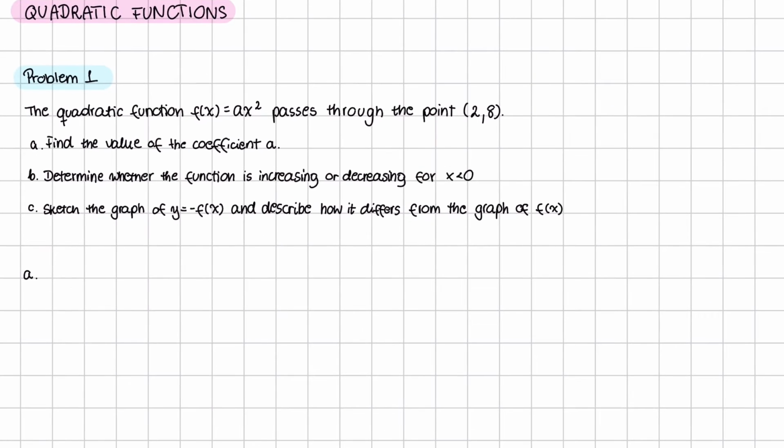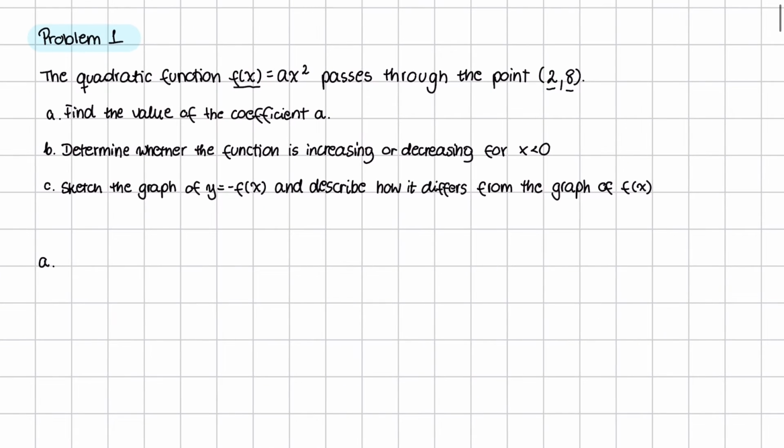we simply have to substitute our x, which is 2, and 8, that is y. So f(x) is the same as y. So simply 8 equals a times 2 squared. So we have 8 equals a times 4, and we can divide both sides by 4. So we have 2 equals a. So a is just 2.